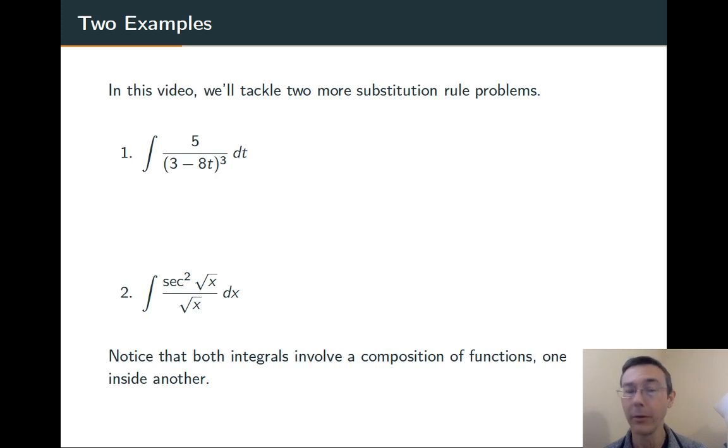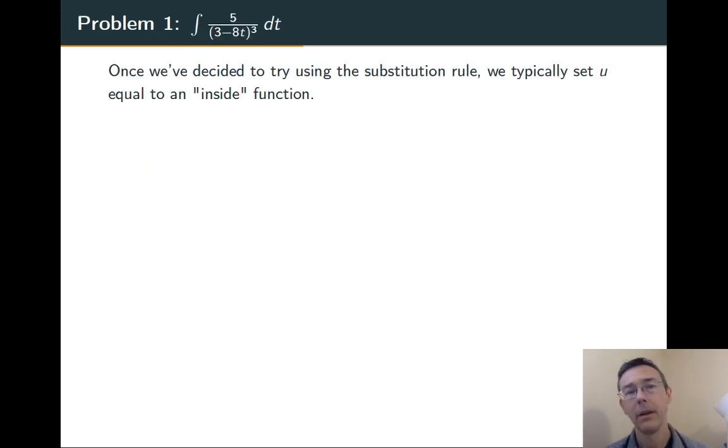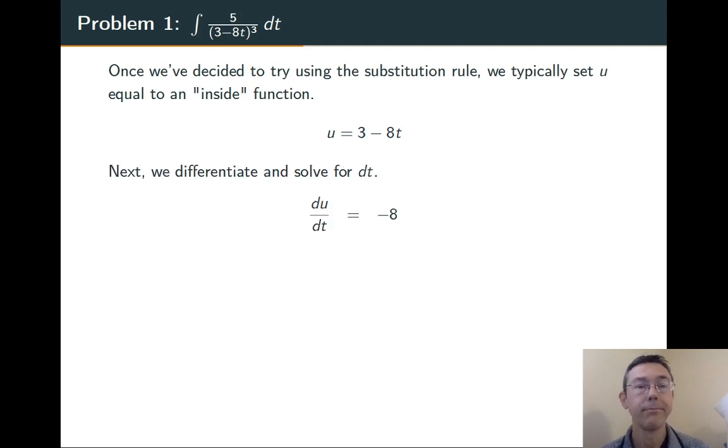They're both pretty typical u-substitution problems. In each case, you want to start by choosing what your u is going to be. And you want to pick your u to be the inside function, a function that is inside of another function. Here, 3 minus 8t sits inside of the cube function. So that's our u. After that, the next few steps are always the same.